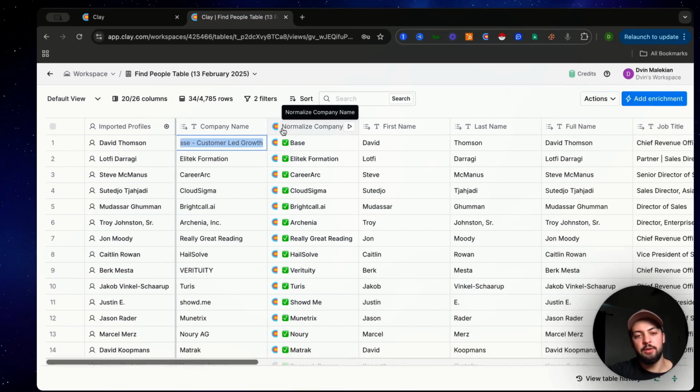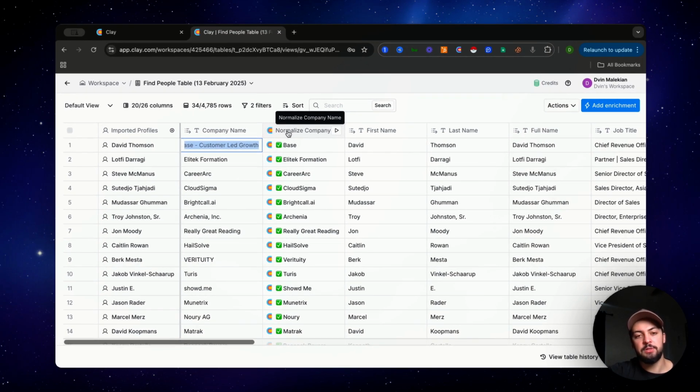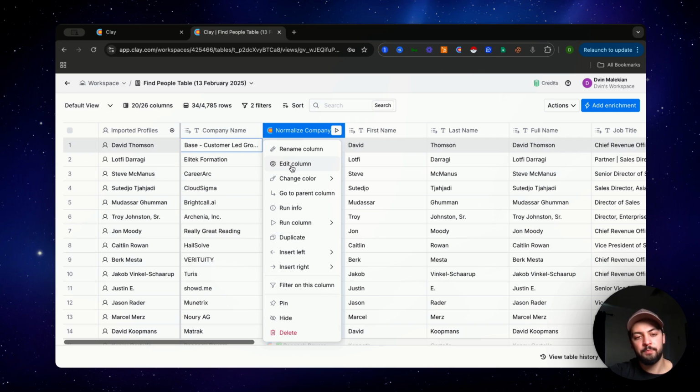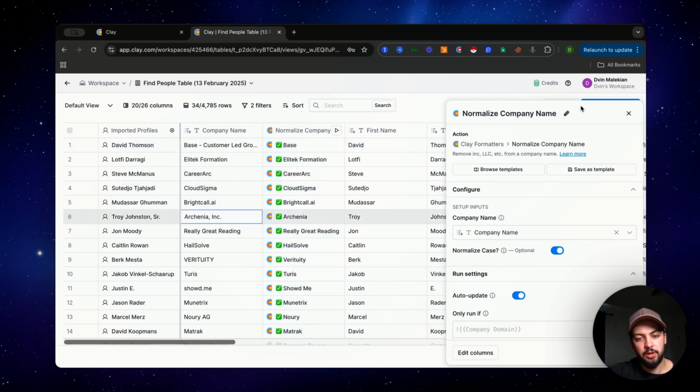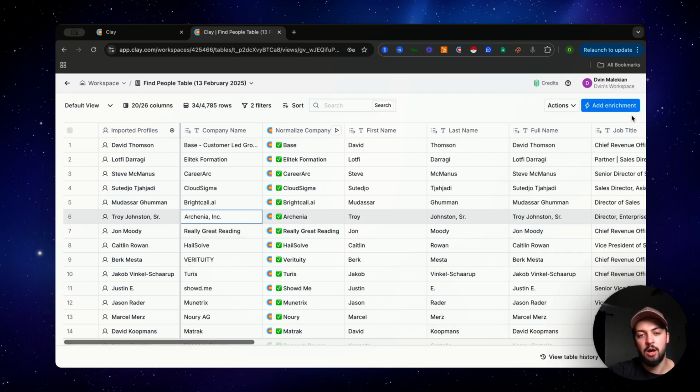So we normalized this using Clay's normalizing tool, which essentially gets rid of LLCs, Incs, and just weird names like that. You guys can see here, we also had an Inc here, which it got rid of. This is pretty good because we're going to be referencing their company name in our email copy as well. So we don't want weird acronyms in there.